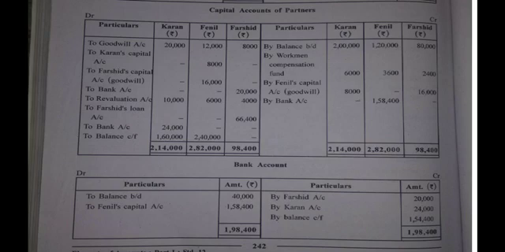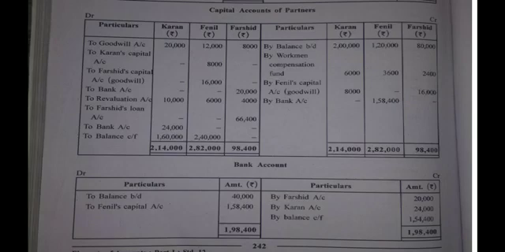So here Farshid is the person who retires. Yes, the total of credit side of Farshid's capital account is higher, which is 98,400. Please listen to me carefully. The total of credit side of Farshid's capital account is higher, which is 98,400. What you are going to do now? 98,400. Come towards debit side.